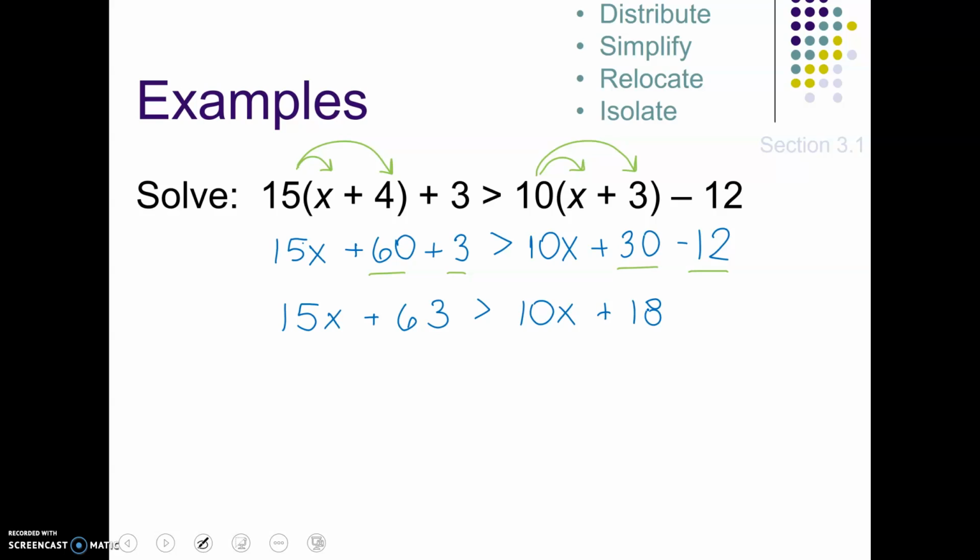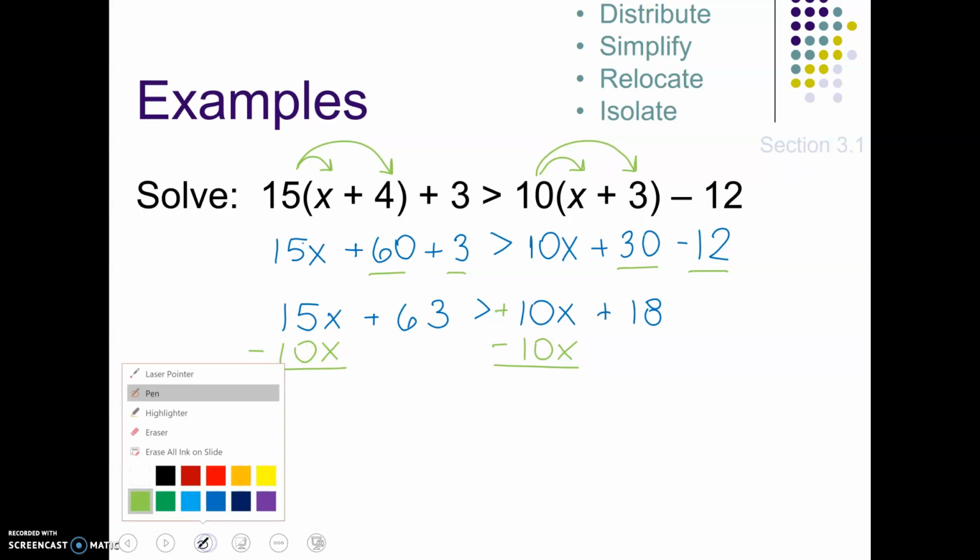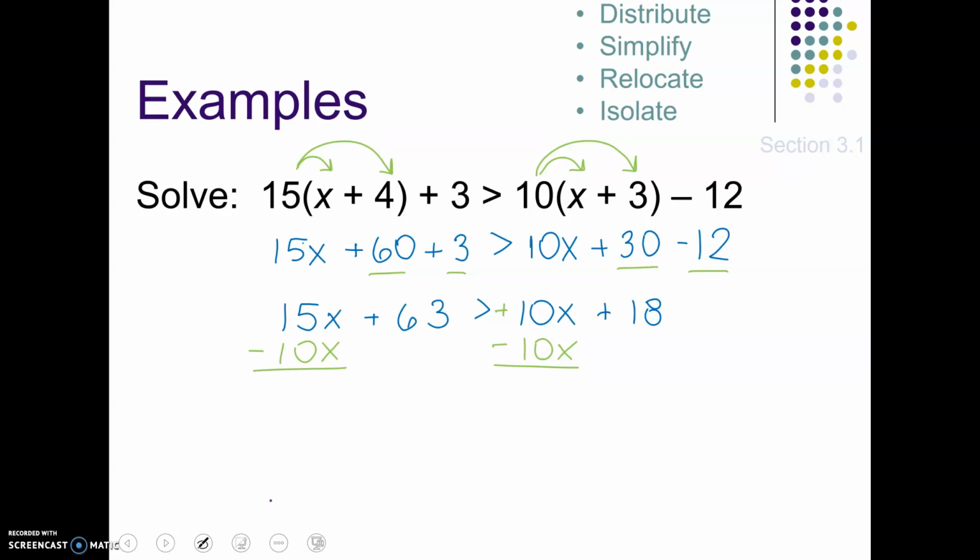So we have distributed to remove parentheses. We have cleaned up both sides. Now what we need to do is relocate. So let's relocate our letters to the left, relocate our numbers to the right. The 15x is good where it's at, but the 10x needs to move to the other side. Right now that 10x is positive, so I'm going to detach it with subtraction. And it's fair to do that as long as I do it to both sides to maintain that balance. And I like the 18 where it is on the right, but I want to move the 63. Since it was added on, I'm going to detach it with subtraction. Again, that's fair to do as long as I do it to both sides.